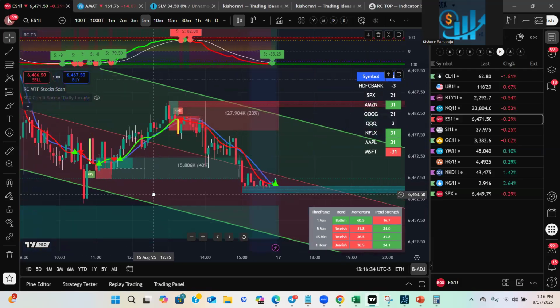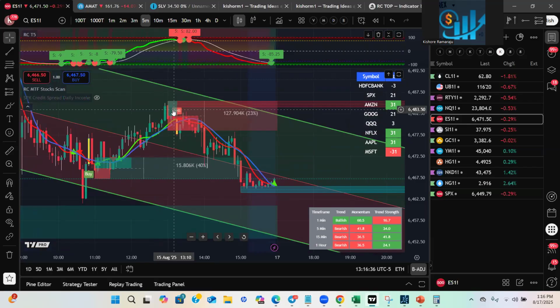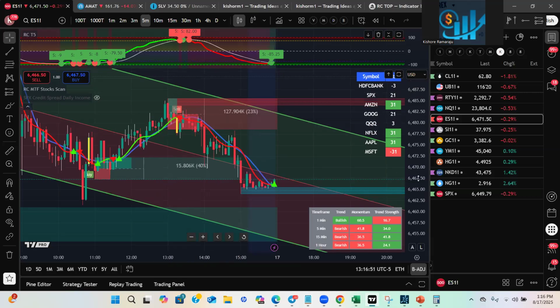That's why if you are selling here, it is a bearish ticker, your T5 is at the top, your score is around minus 31 or something, then you got a sell signal. You go a little bit above the resistance, you put your stop loss, and then you can take a shot.